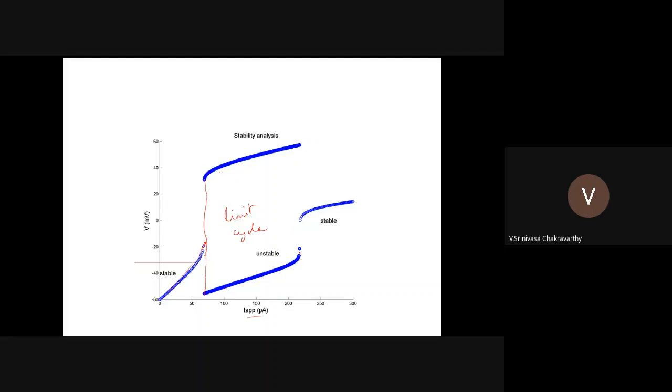And as you change the input current further, at about 217 to 218 picoamperes, the limit cycle stops. Another bifurcation occurs, and you have only one stable fixed point. After that, it remains like that, and even that value increases slightly and slowly, but it continues. So this picture gives a summary of the dynamics of the Morris-Lecar model.